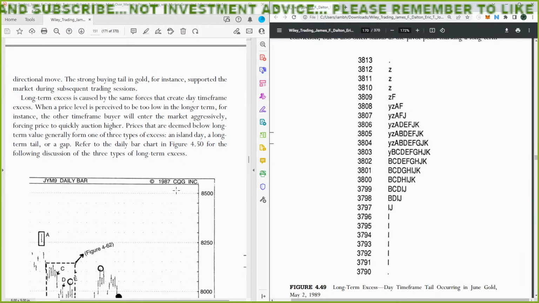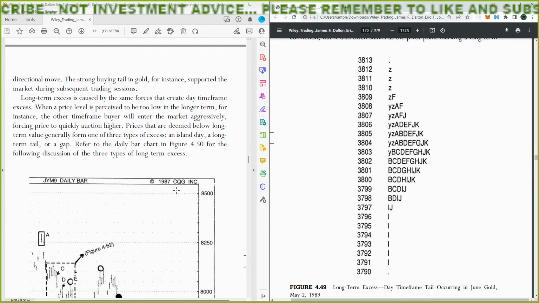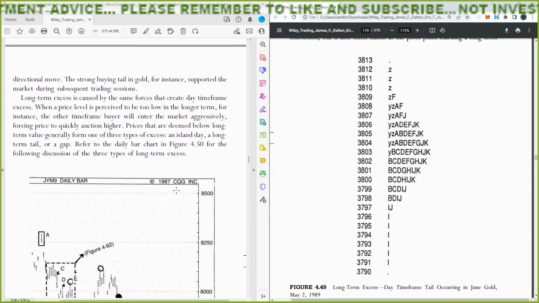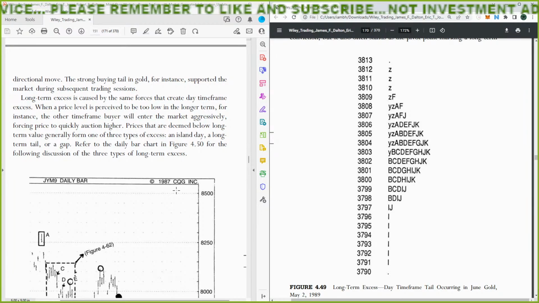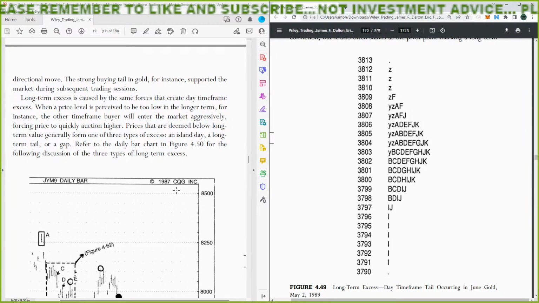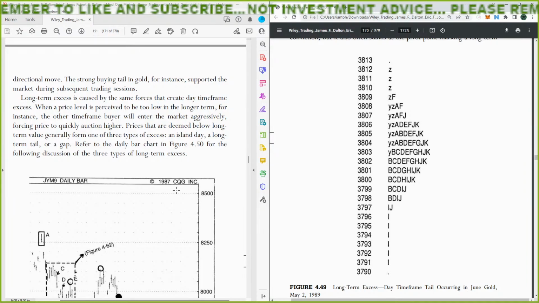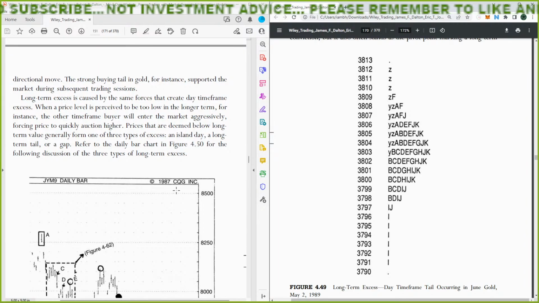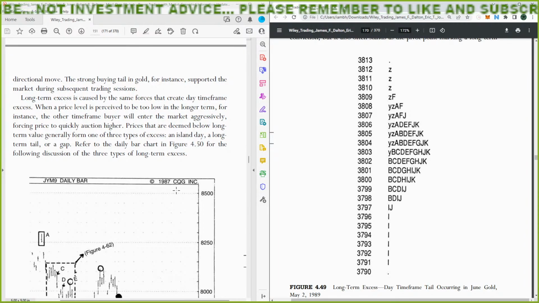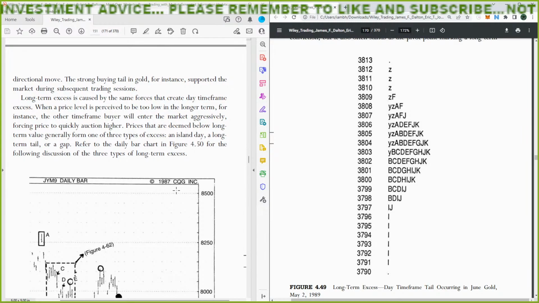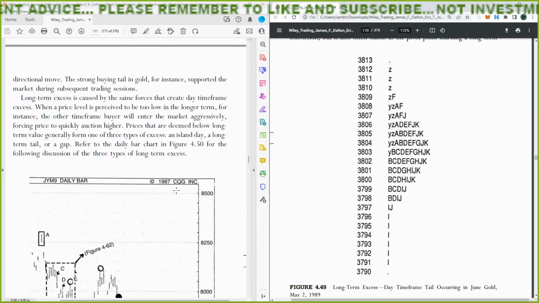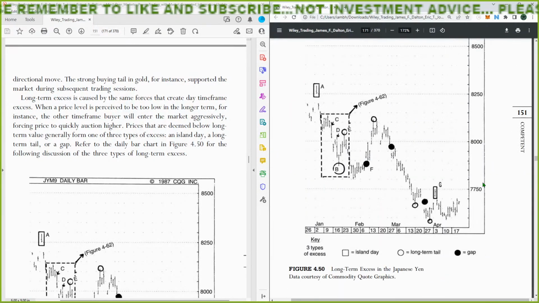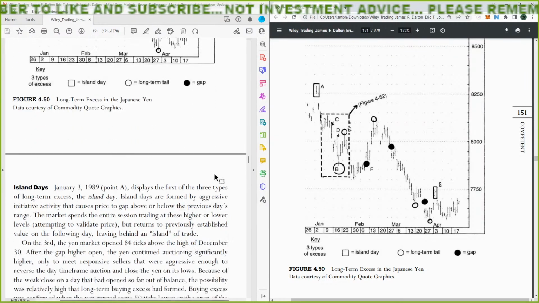Long-term excess is caused by the same forces that create day time frame excess. When a price level is perceived to be too low in the longer term, for instance, the other time frame buyer will enter the market aggressively, forcing price to quickly auction higher. Prices that are deemed below long-term value generally form one of three types of excess: an island day, a long-term tail, or a gap. Refer to the daily bar chart in figure 4.50 for the following discussion of the three types of long-term excess.